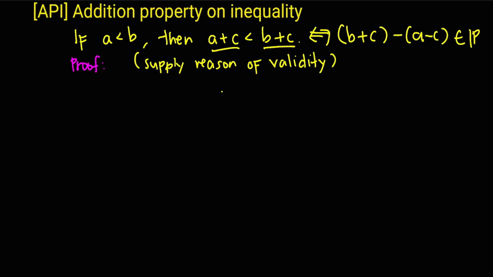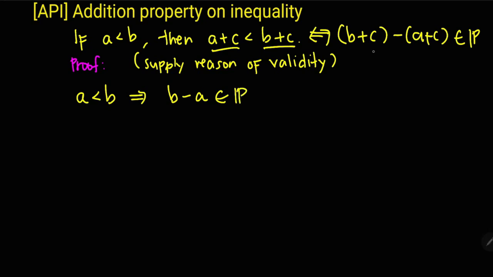So where are we going to get our expression B plus C minus A plus C? Of course, we're going to use the given A is less than B. A less than B implies that B minus A is positive.